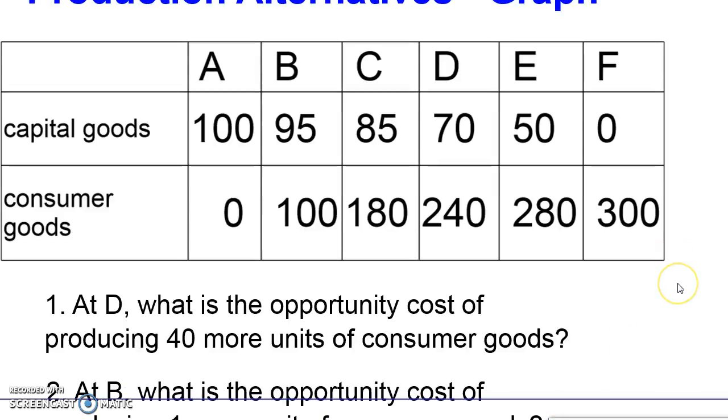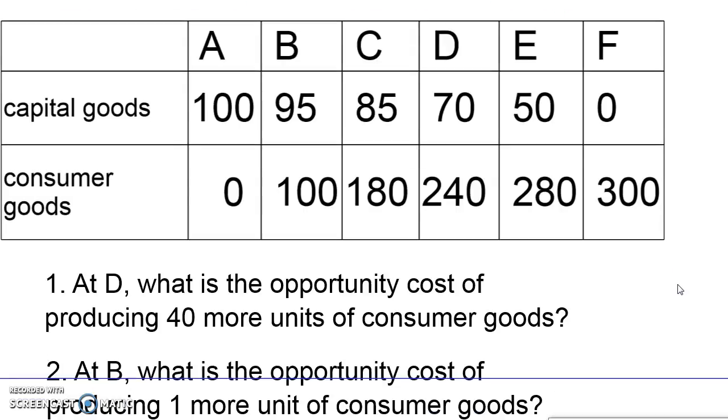For a quick look here, this is something that you hopefully got a chance to look at on your own, but this is comparing capital goods and consumer goods. If you're looking at point D here in the first one, what is the opportunity cost of producing 40 more units of consumer goods? So you want to go from 240 to 280. That shows you going from point D to E. You are giving up 20 capital goods.